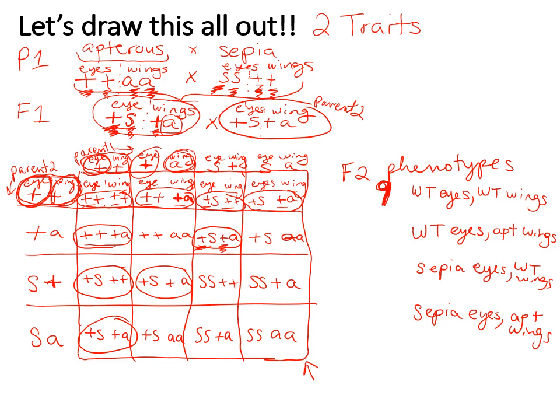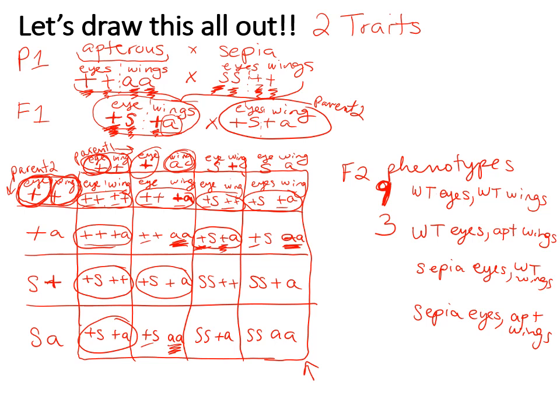Okay, and then next we're going to look for the ones that are wild type eyes and apterous wings. So we're going to look for any of the ones that have double little a's for the wings, and for the eyes, it has to have at least one plus mark. Okay, so what do you notice? Those are 3 of them that had the wild type eyes and the apterous wings.